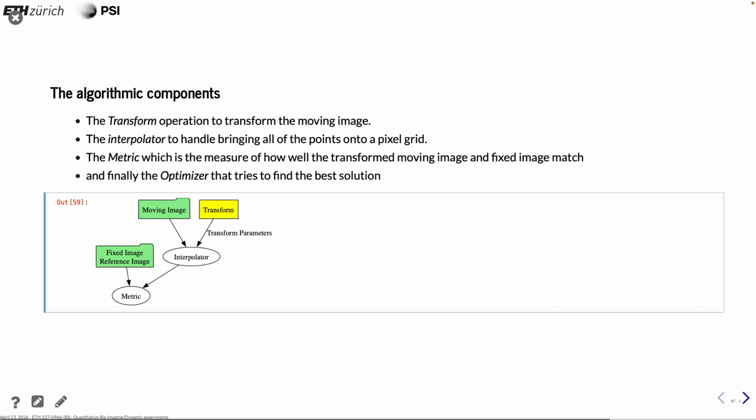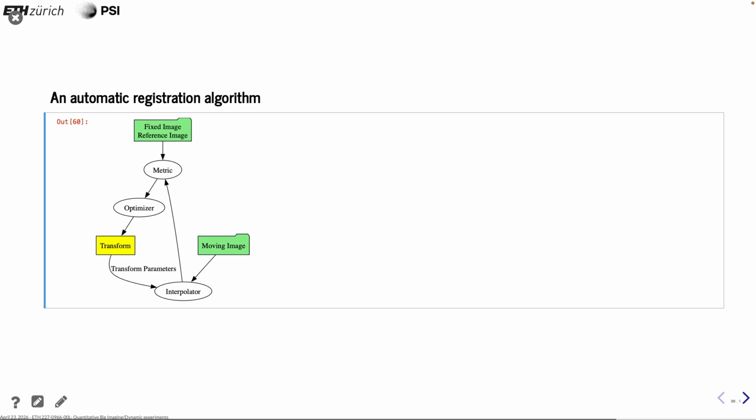Typically we have our fixed image and our moving image, and we define some kind of transform to bring it into the same frame as the fixed image. We take the moving image, transform it using some kind of interpolator, and then compare with a metric to see how well the match was. And that is only one step.